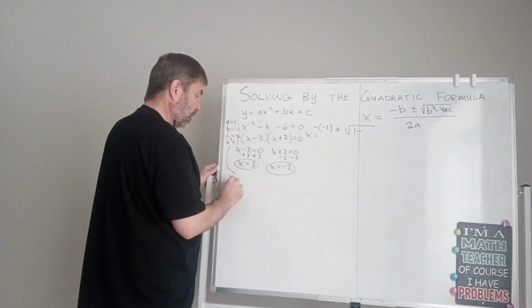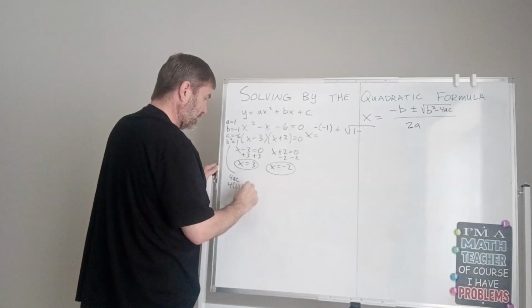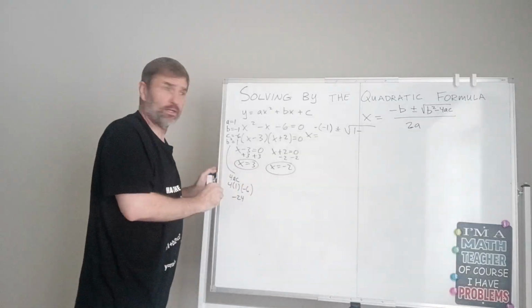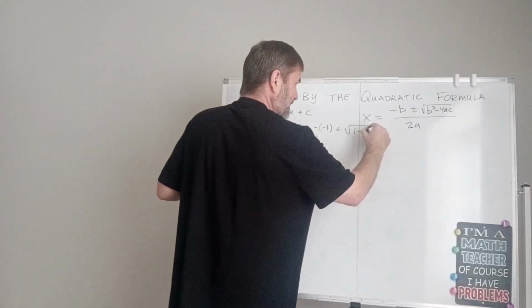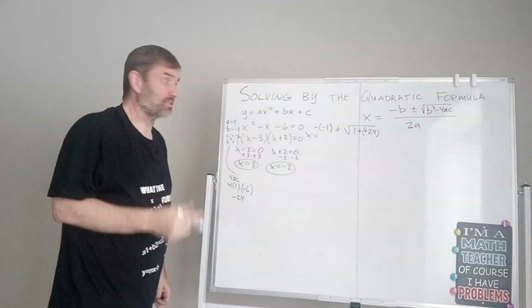What is that? 4 times what? 1, because that's your a. What's your c? Negative 6, which 4 times negative 6 is negative 24. A lot easier to do the math out here by itself. So now you're minusing a what? A negative 24. So you can see that you're what? Adding. Minus a minus is a plus.